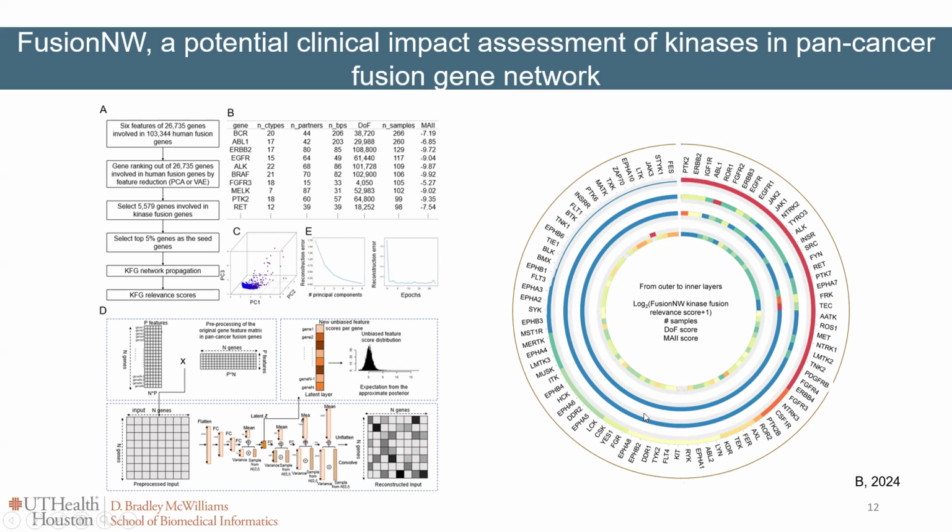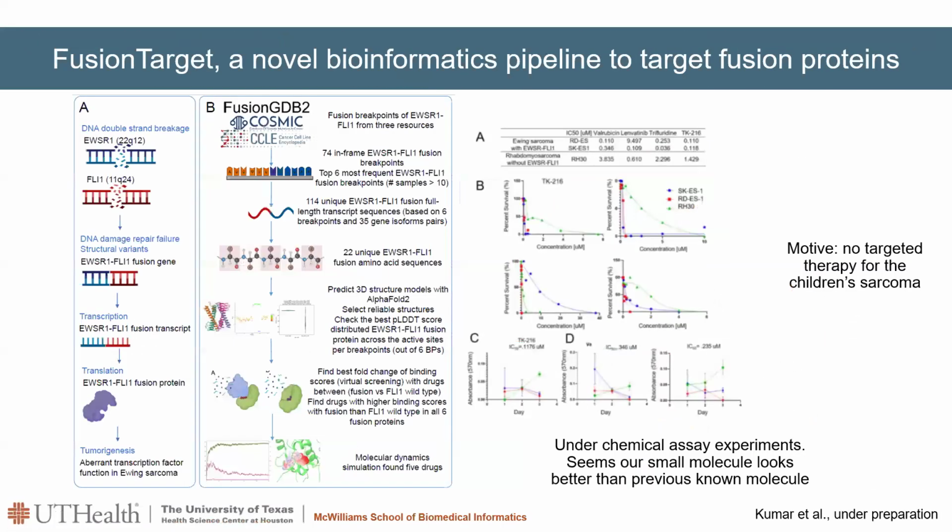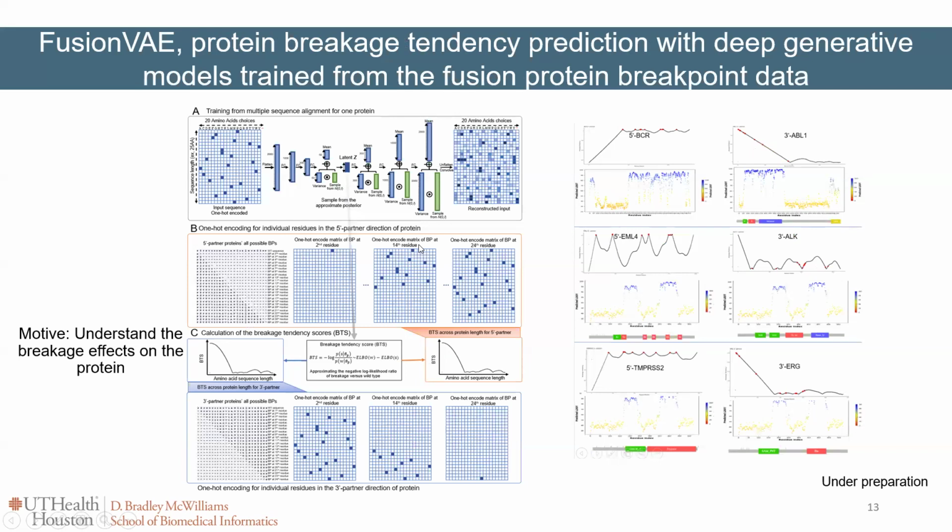The outer layer is our score, the FusionNetwork score. And the second layer is the number of samples involved in fusion genes. This is for the kinases belonging to the tyrosine kinase group. For the other groups, you can visit our website. And these days, we are also trying to understand the protein breakage tendency, not at the DNA level but at the protein level. This kind of problem is hard to get data for, but we are trying to understand the relationship with evolutionary conservation. I hope we can wrap this work up quickly.